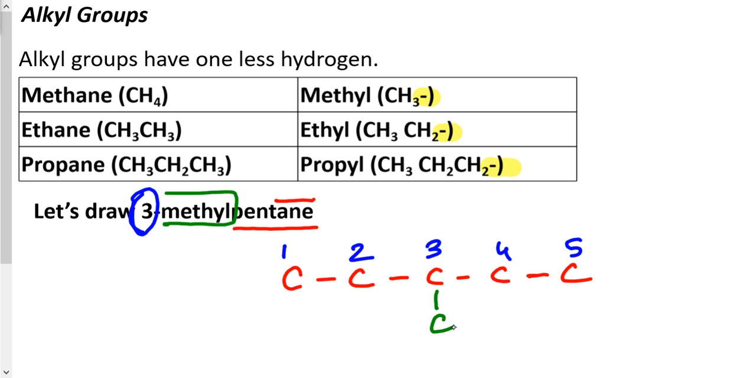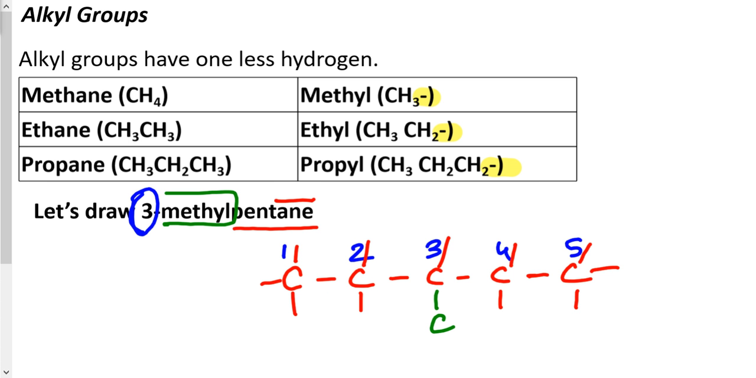All we have to do is draw the missing bonds for each carbon. Each carbon must have 4 bonds. So let's draw the missing bonds for every carbon. The first carbon has 1 bond already, so I'm missing 3 more bonds. The second carbon has 2 bonds already, so I'm missing 2 more bonds. For the 3rd carbon, I already have 3 bonds, 2 red and 1 green, so I'm missing 1 more. 4th carbon, I'm missing 2 more. 5th carbon, I'm missing 3 more.